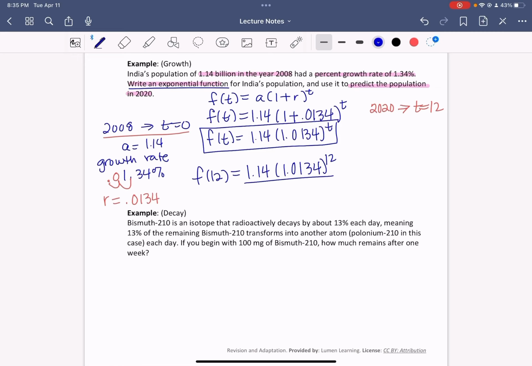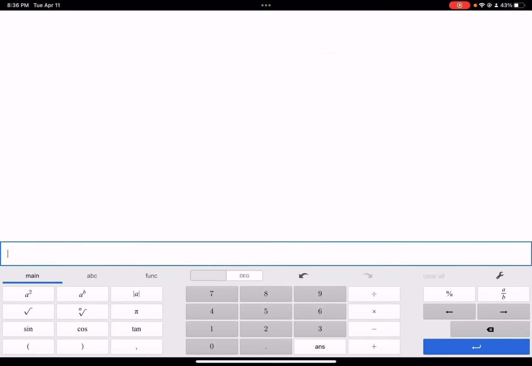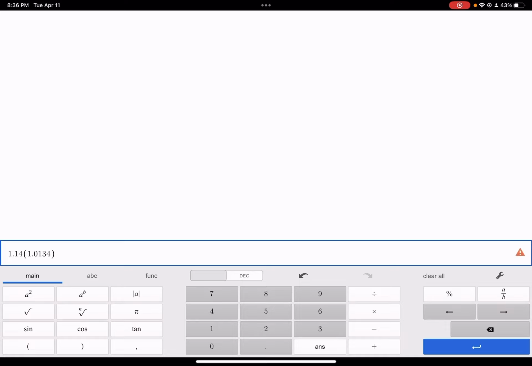Let me show you how we can plug that into the calculator and get our result. We're just going to plug in what we just got. So I'm going to say 1.14, open parentheses, 1.0134, close parentheses. I'm going to use that A to the B button and raise it to the 12th power. Make sure that 12 is up in the exponent. Now this says 1.3374. And so we'll round that, and we'll just auto go to 3 decimal places.